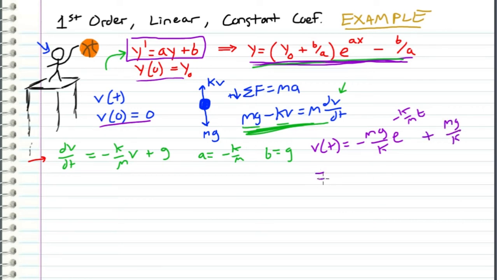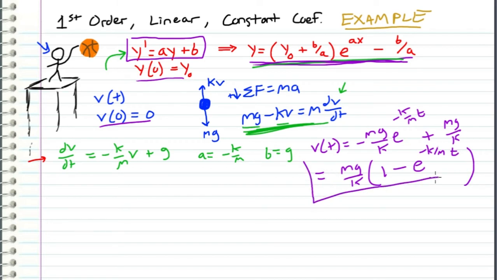So I can rewrite this in a more appealing form by factoring out mg over k, and I get mg over k times 1 minus e to the negative k over m times t. So this represents the velocity of our basketball at any time t.